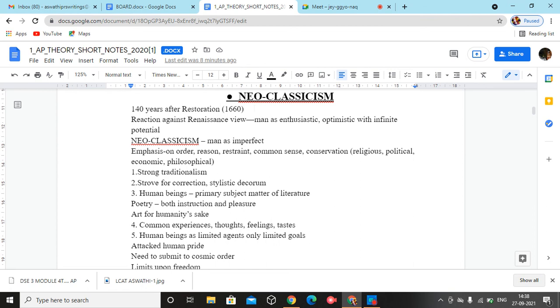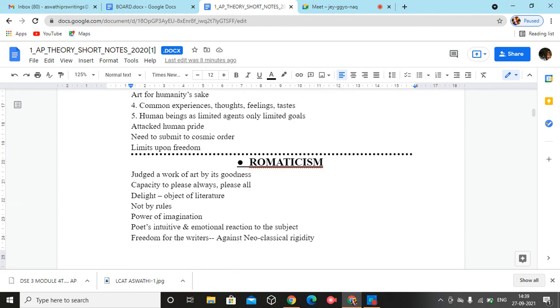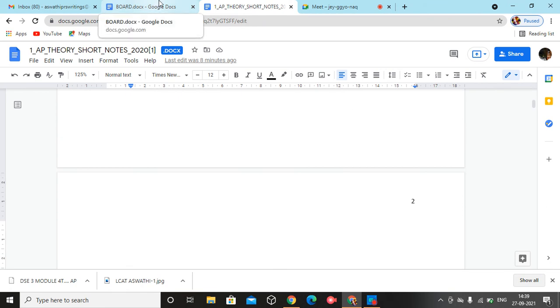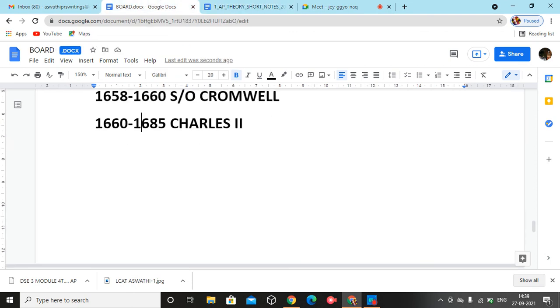So what is happening here with Neo-Classicism in England? Once monarchy is back, you can see a lot of changes in art, in the approach towards art, in everything. Let us see what happens. It's a reaction against the Renaissance view. Renaissance is even before this. Take those three terms starting with R: Renaissance, Reformation, Restoration. I will type down the order. Renaissance, Reformation, another term, Restoration.